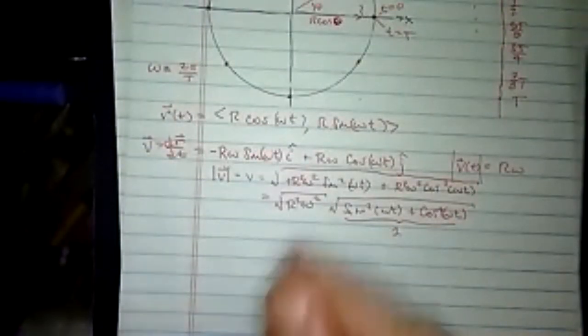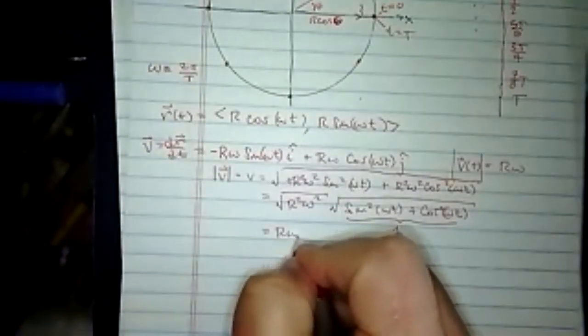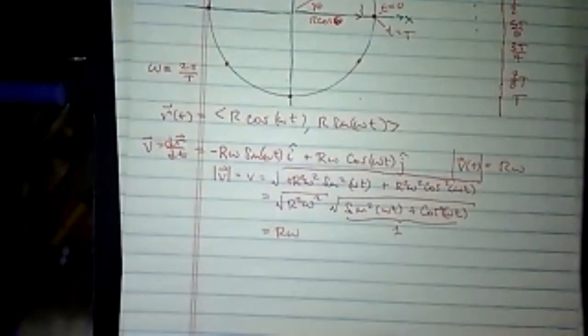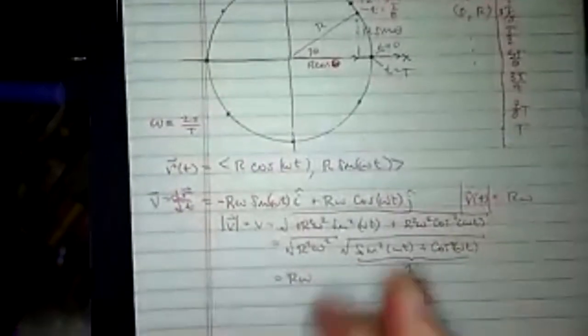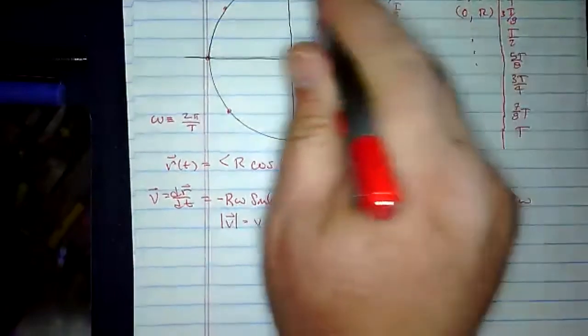That's just a simple trig identity, right? So we end up getting just R omega. That's why that came out to be. Okay. So if you're going in constant, notice the magnitude is a constant. It doesn't depend on time at all. So this is constant velocity in a circle.